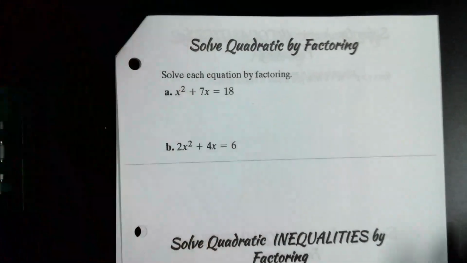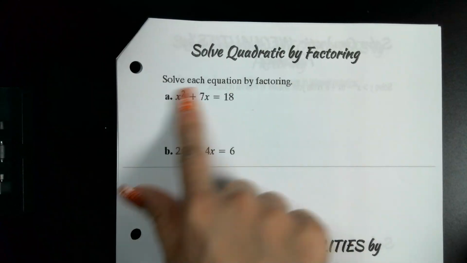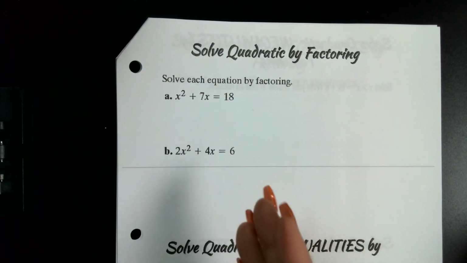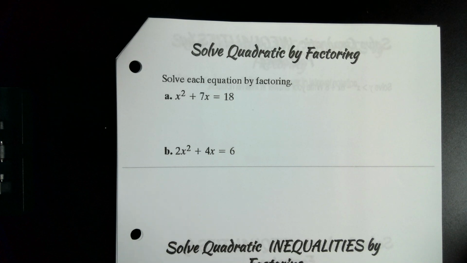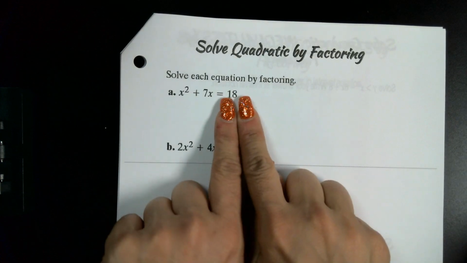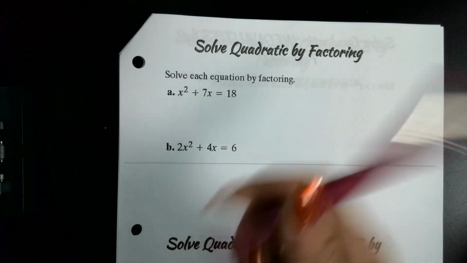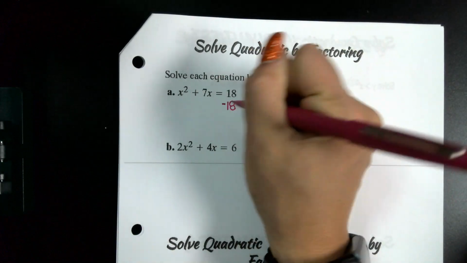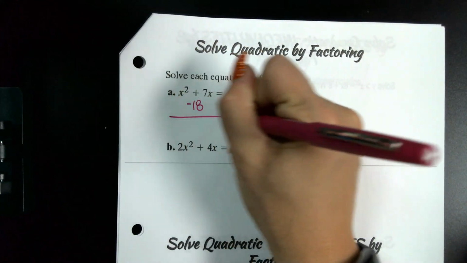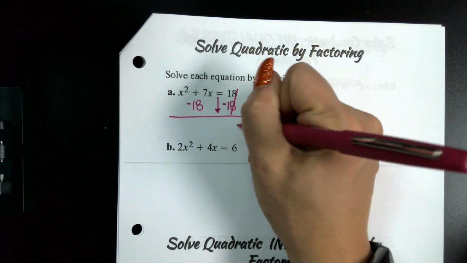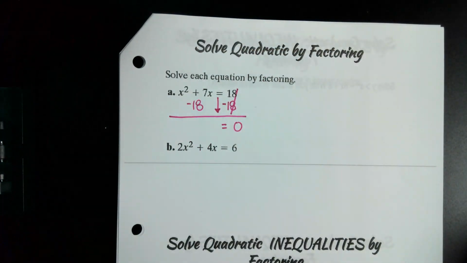Okay, then on this page, we're going to do 2 of them up here. If you look at those, notice how there's no 0. This does not say equals 0, so we have to move that 18. How do you move an 18? Subtract? Yep. We're going to subtract 18, then that way that side is a 0.